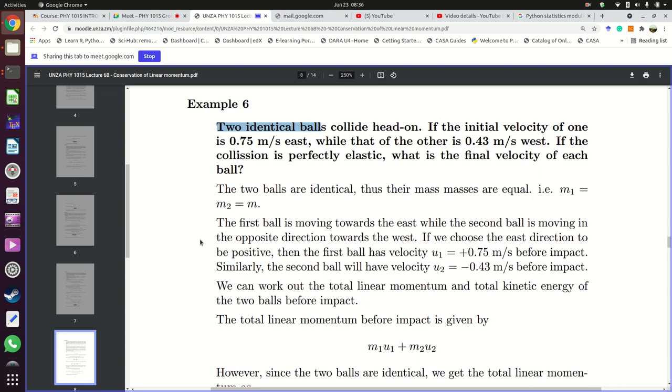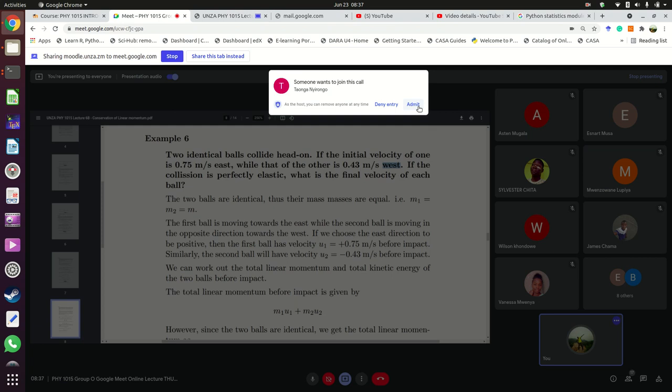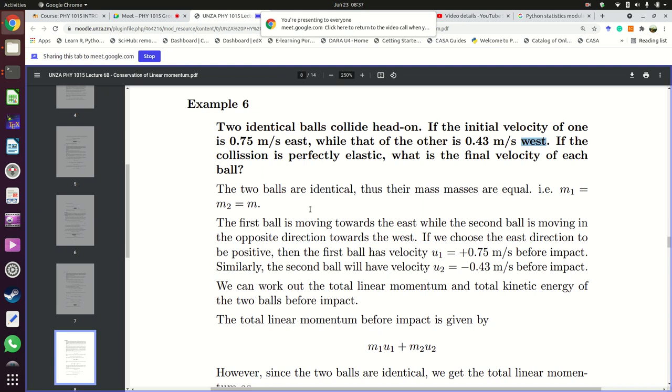Now, what we know is the velocity. And velocity is a vector. A vector has got magnitude and it has got direction. So the first ball has got a velocity of 0.75 meters per second. This is the size of the velocity, and east is the direction. The second ball has got a velocity of 0.43 meters per second, and the direction is west. So in this example, direction is very important. So the direction has to be considered.